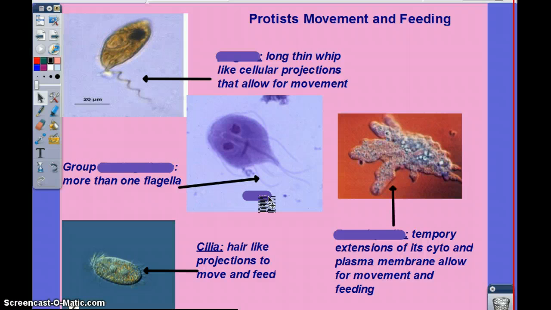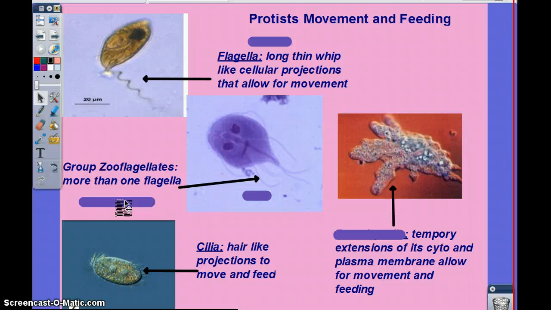Flagella. Well, here's one, and then if you have a lot of them, they call them zooflagellates. So you see the picture at the top left, you see one tail-like extension, and they whip it around for movement, and then you have many flagella.